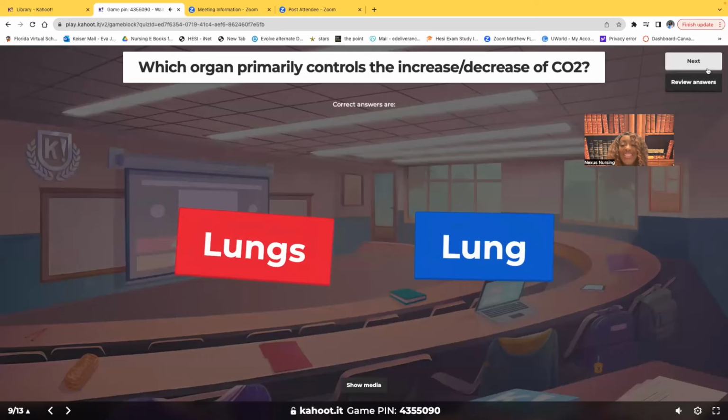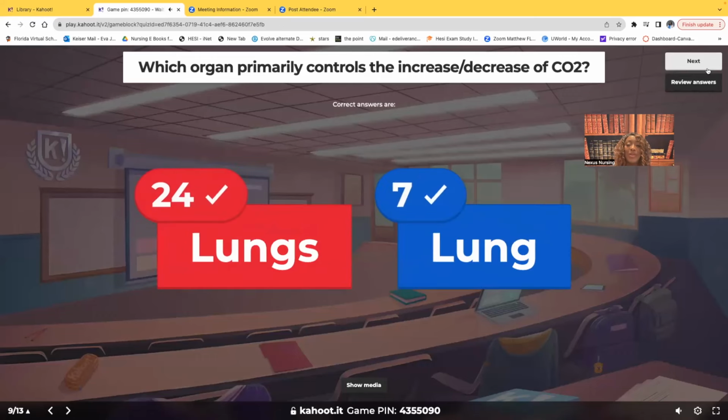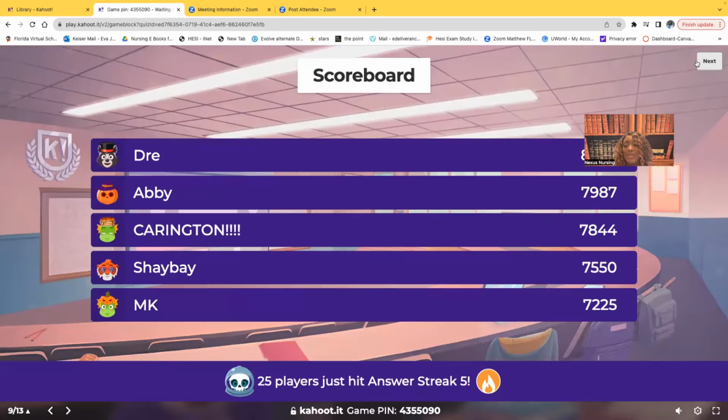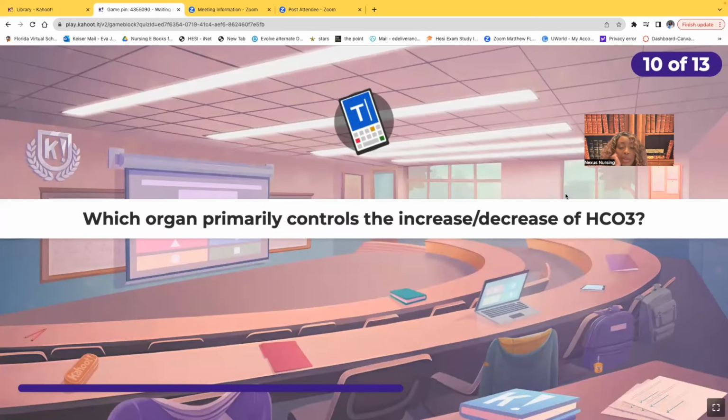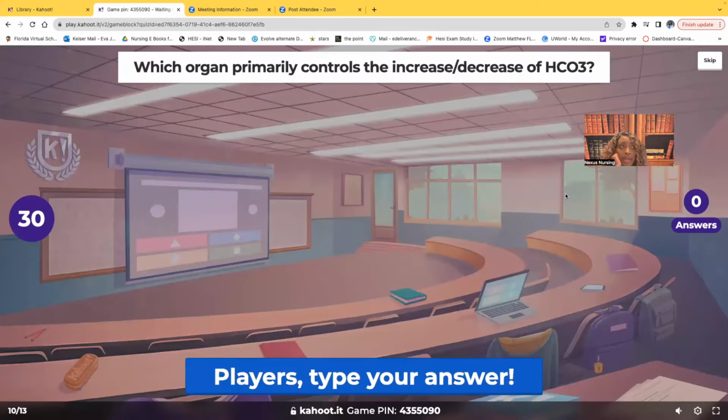Very good. The lungs are responsible for the increase or decrease of CO2. All right, type in your answer. Which organ primarily controls the increase or decrease of bicarb?